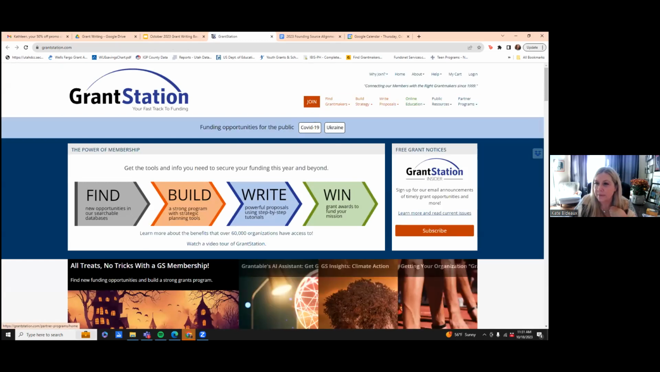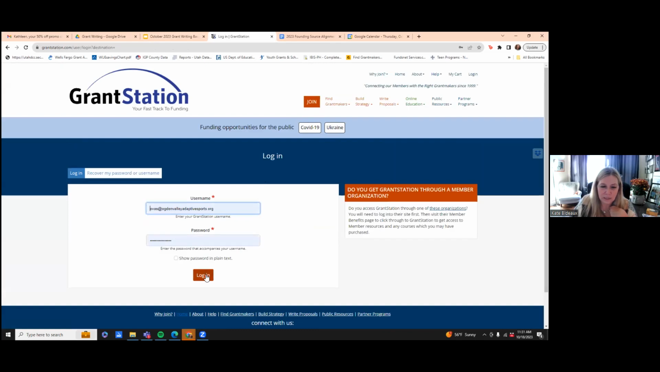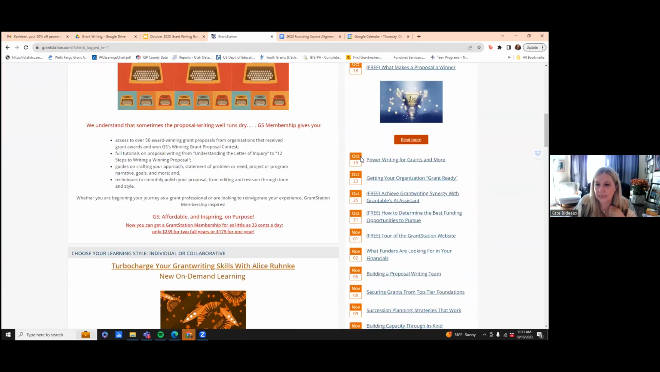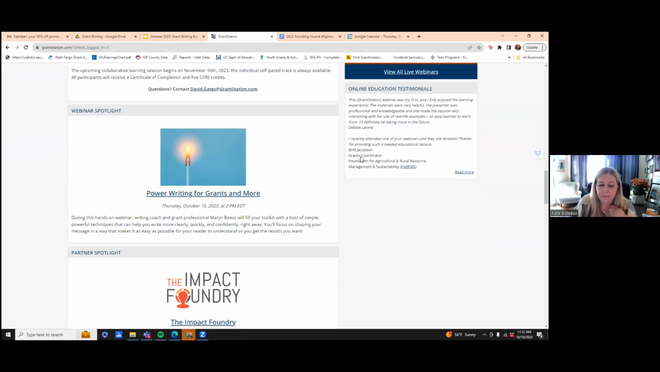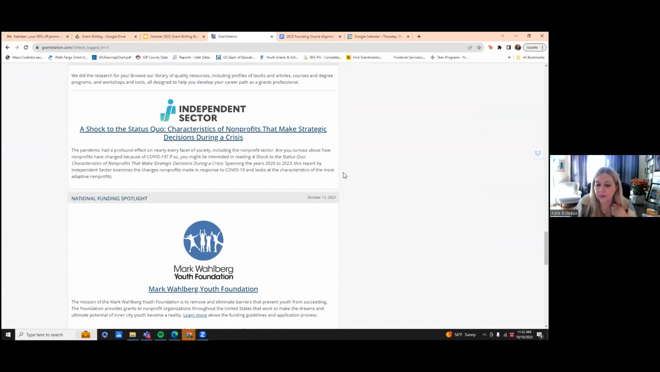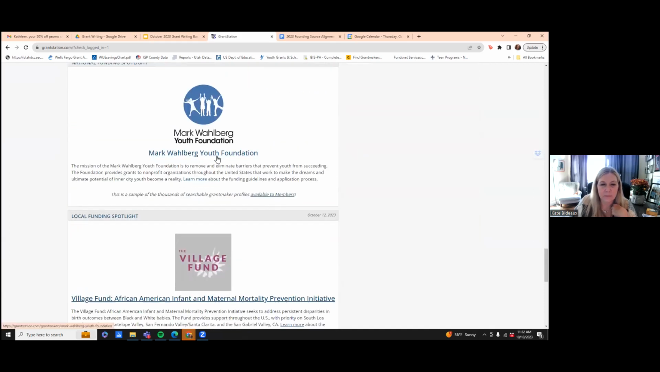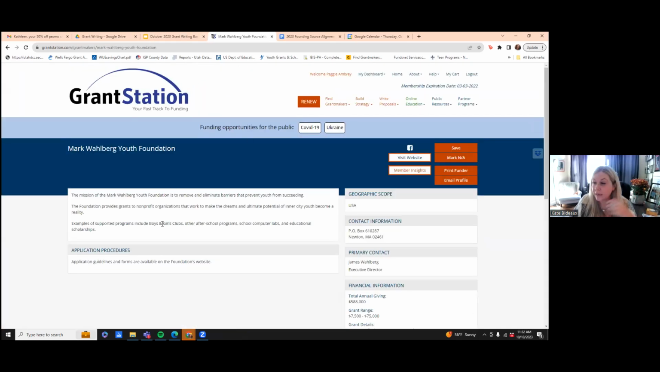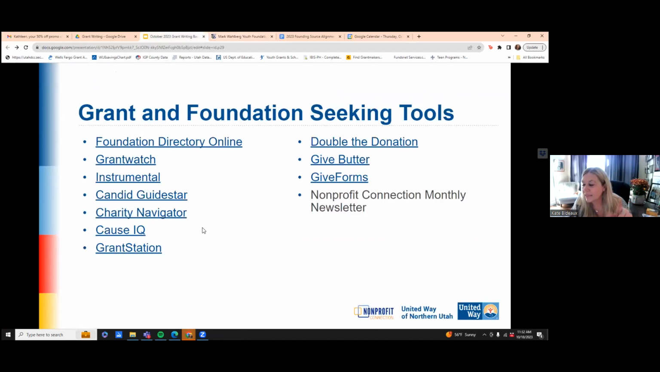So I have my GrantStation, and I'm going to log in. I think I have a different password. I can't remember, but it will actually pull tools for me as well. And it will send me a monthly newsletter of grants that I might want to consider. So here's the Mark Wahlberg Youth Foundation. This is new. Eliminate barriers that prevent youth from succeeding. Oh my gosh, this is a brand new one. So let's make sure that we send this one out to everybody, because I don't even have it yet. So I'm going to keep that one up there. This is what happens. I get so excited, I go down the rabbit hole, and then it's 2 hours later. So that's what these are over on this side.